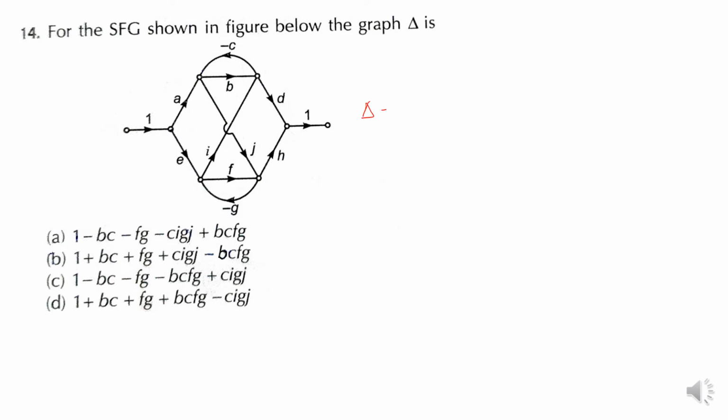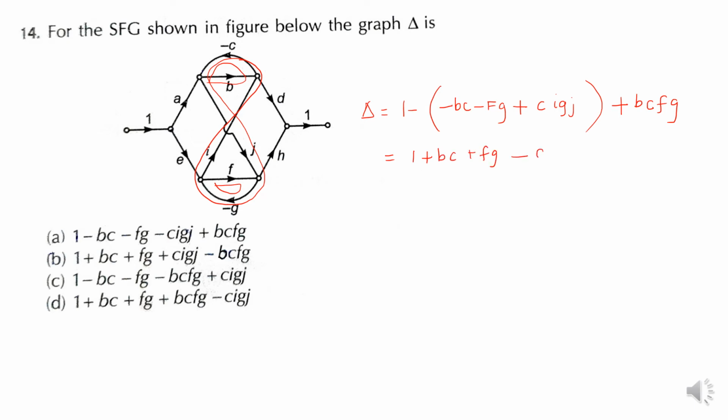So now I am going to write the equation. So delta equal to 1 minus sum of individual loops. So this is the first loop, minus BC. This is the second loop, minus FG. And next the loop is CJGI. This is plus. Then plus two non-touching loops. This is one of the loops, this is the next loop. Both are non-touching, B C F G. So 1 plus BC plus FG minus CIGJ plus BC FG is the correct answer. So option D is the correct answer.